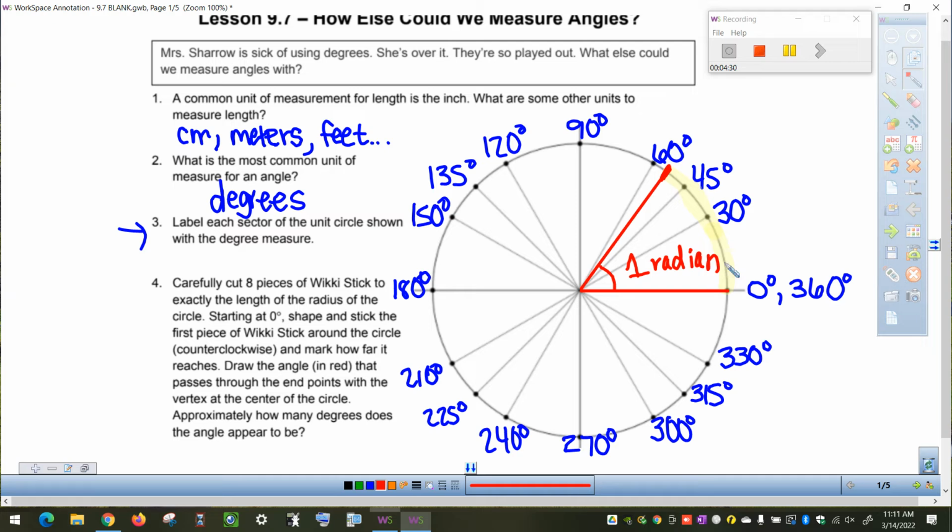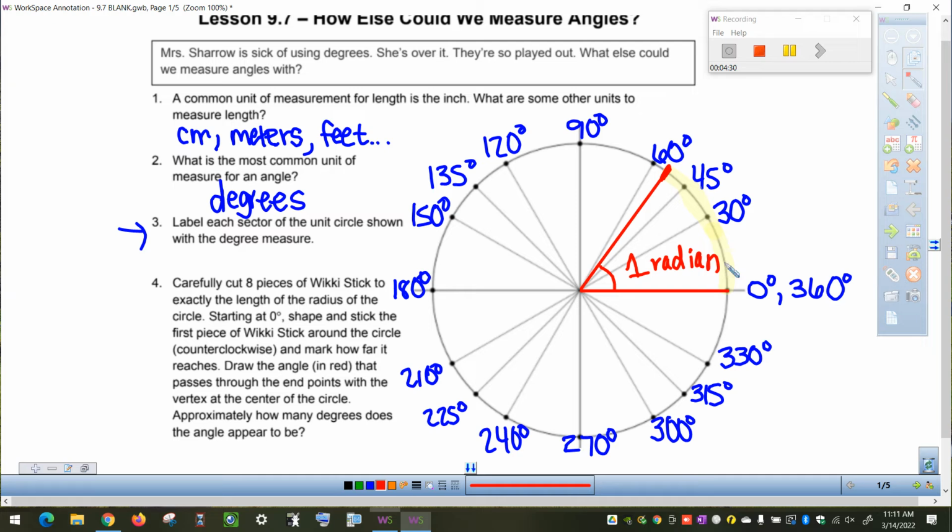So we're going to grab that little wiki stick piece that I have you set off to the side, and we're going to measure this again. So we're going to start the wiki stick piece right here, right where the last one ended, and we're going to stick it down and just kind of have it follow the curved path of the circle.